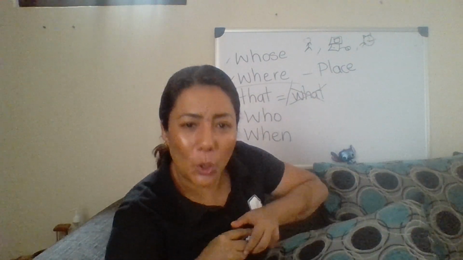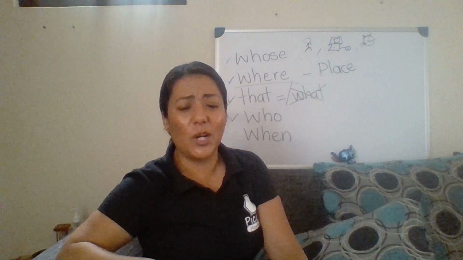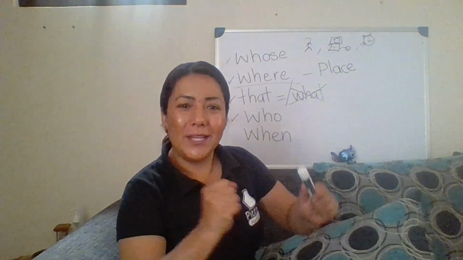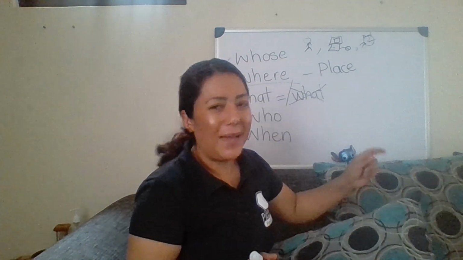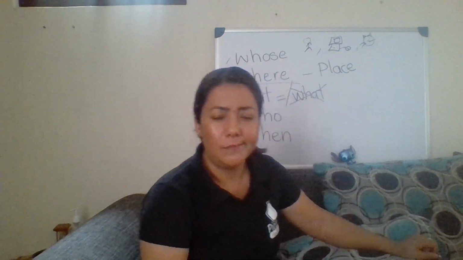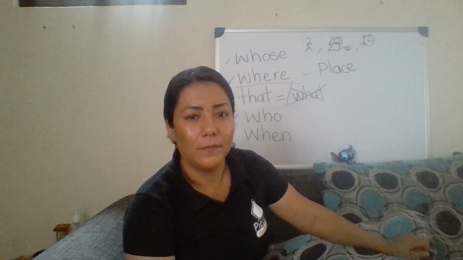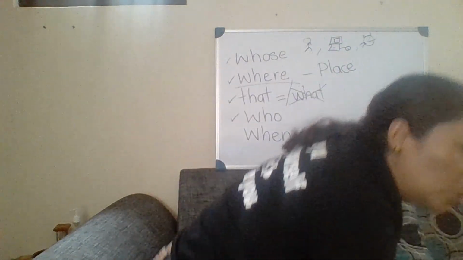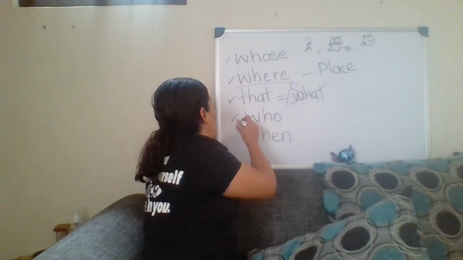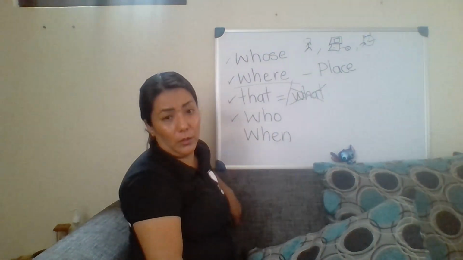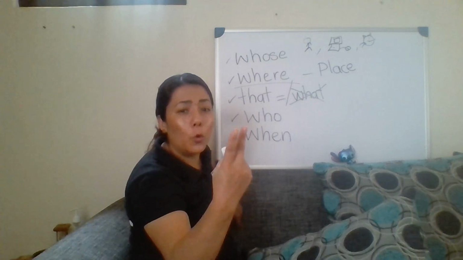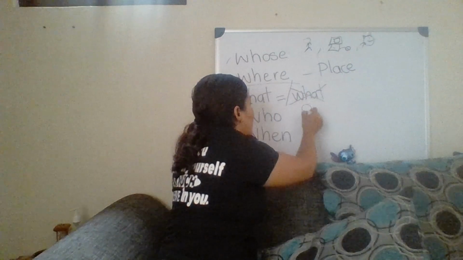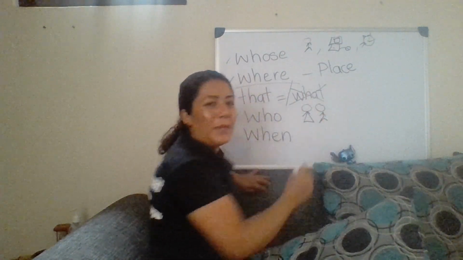Who speaks English in your house? My notebook. Who finished the homework? My cat. Is that correct? No, because every time we use the word who, we refer to people. One person or two people or people. We refer to people.